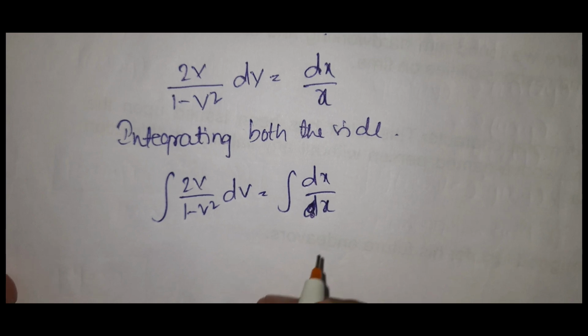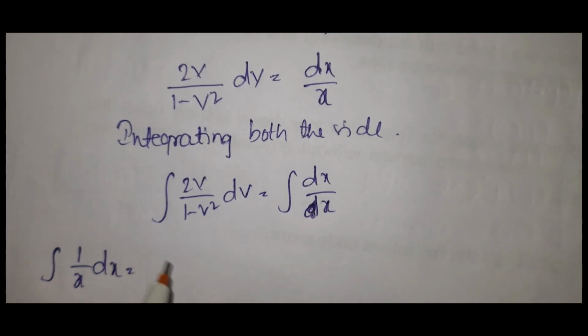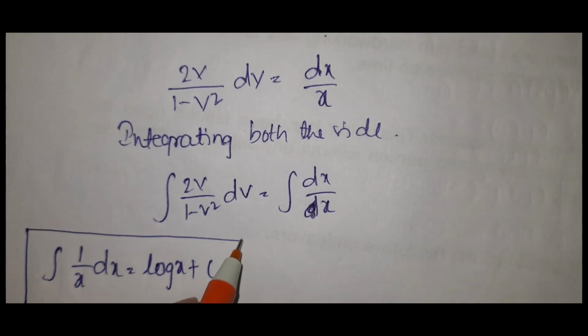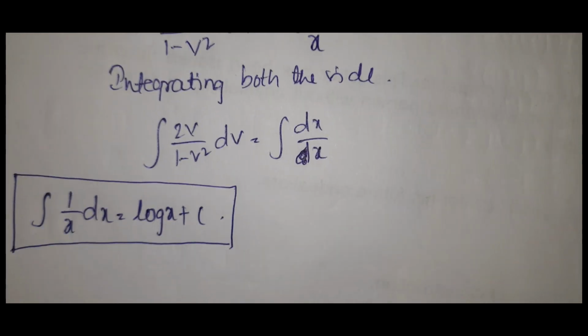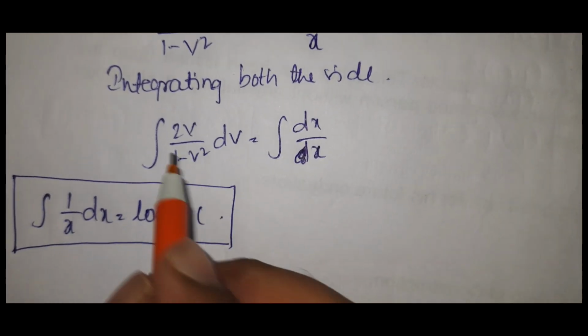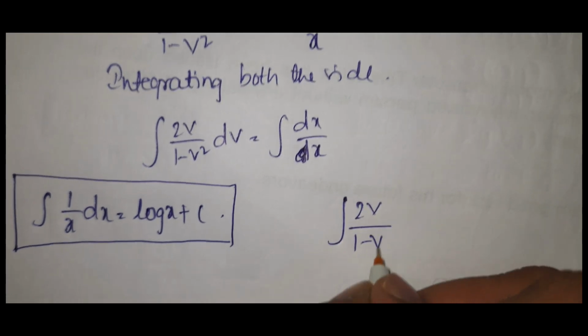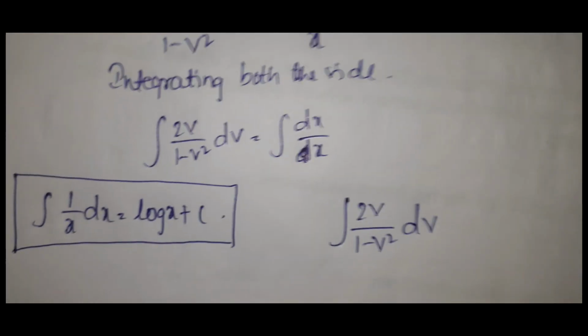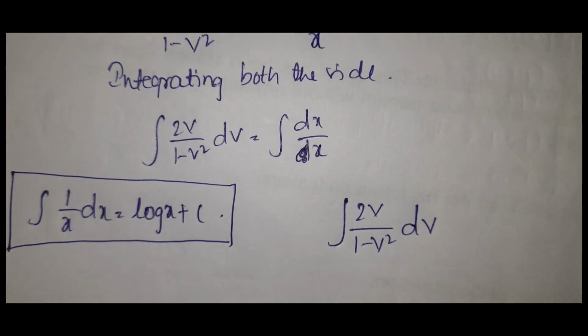So we know integration of 1 by x dx is nothing but log x plus c. This is the formula everyone should remember, so that it would be easy to solve the problem. Next, what is the formula for 2v by 1 minus v square dv? Let's break it out. I'm just simplifying it so that you can understand easily separately.